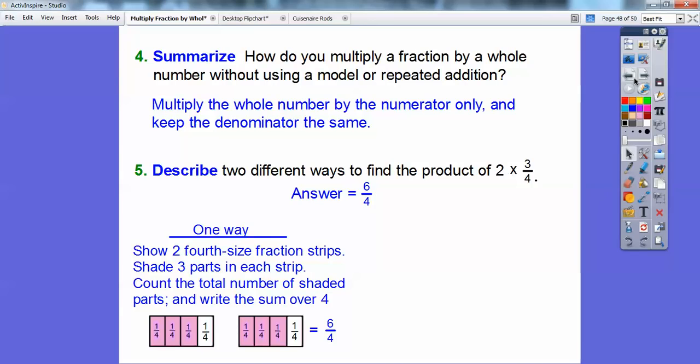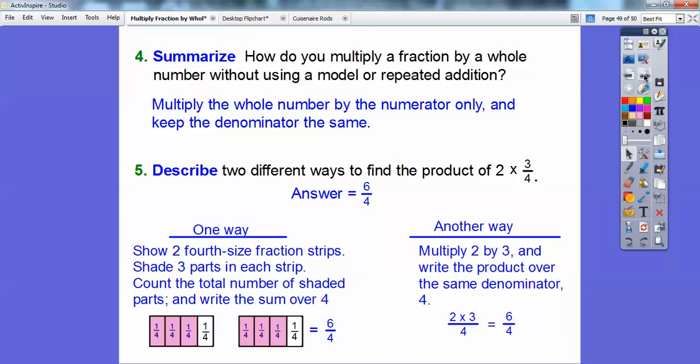The other way is what we just talked about. You multiply the whole number times the numerator, so multiply the 2 times the 3 and write that product over the same denominator 4. 2 times 3 is 6, all over 4, the same denominator.